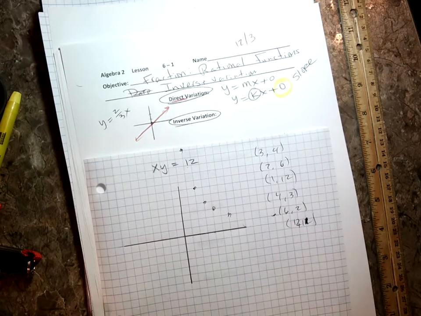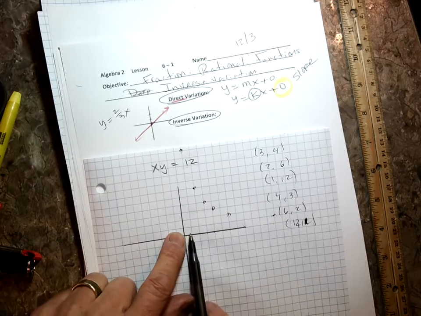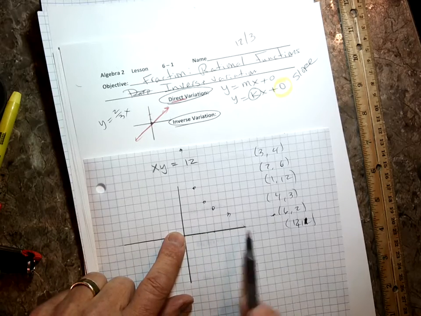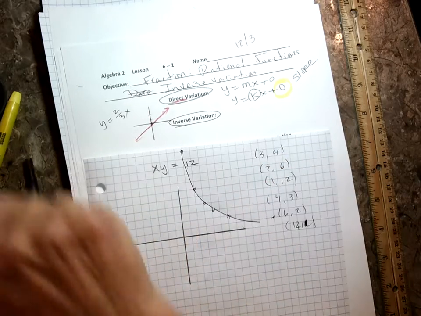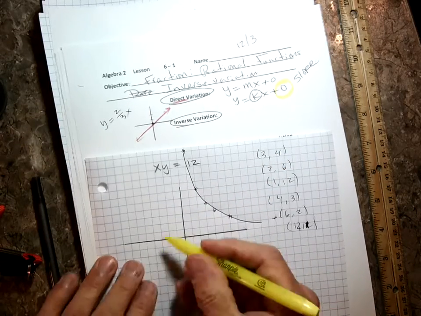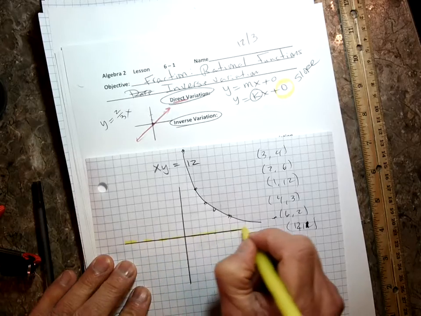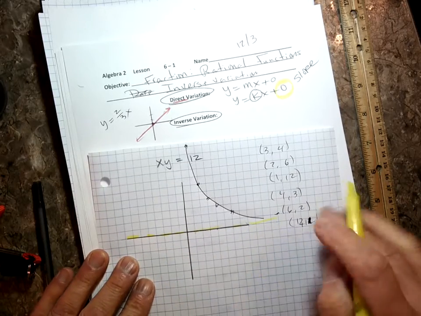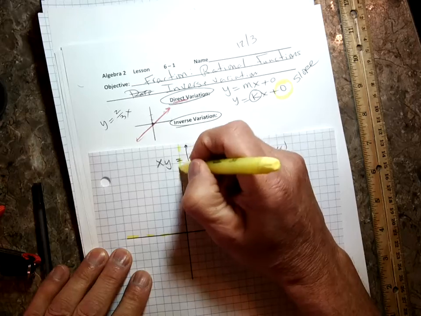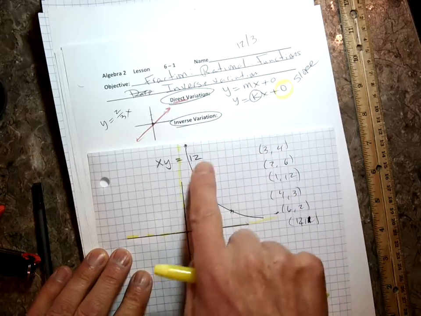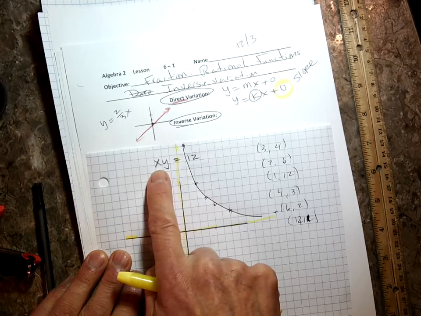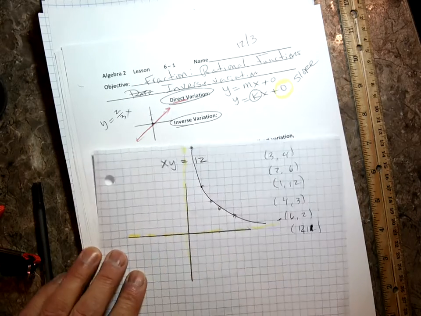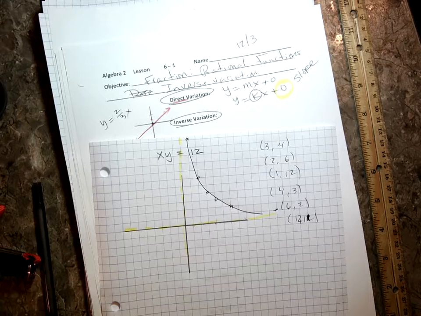So what happens is this. As one value gets bigger, the other value gets smaller, the graph looks like this. Now, one thing it can never be is 0. So we're going to put a horizontal asymptote here, because it'll never equal 0. And the x value can never be 0, because if you had a 0, think about it. 0 times what equals 12? Nothing. Something times 0 equals 12? Nothing. Impossible. So we have a horizontal and a vertical asymptote.